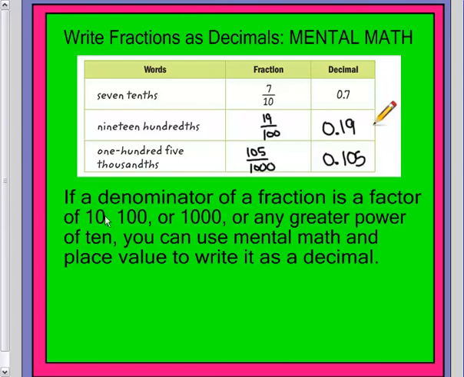So really, if you have a denominator of a 10, a 100, or 1,000, or really any power of 10, it's easy to translate it into a decimal just using mental math. You're just changing the way it looks. The way you say it is the way you write it.